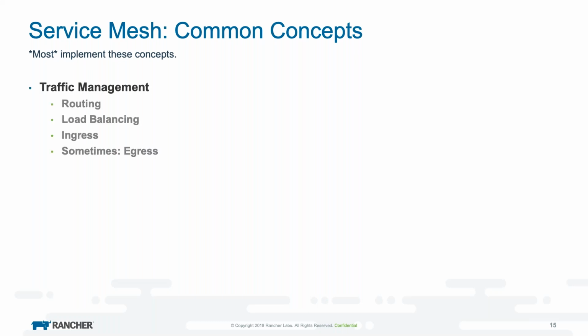So back on that microservice issue slide, traffic management is one of the big things that a service mesh brings to the table. With a service mesh, we're going to infrastructuralize, again, there's that word I've defined, the concepts of routing, load balancing, and ingress. I've listed egress as a sometimes there because that's one of those features that some meshes implement, some don't. But routing, load balancing, and ingress are concepts that almost all service meshes are going to implement.